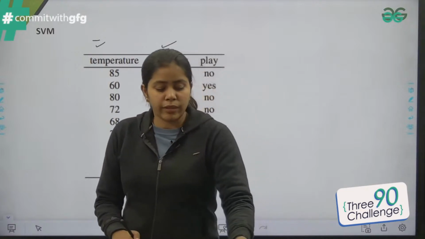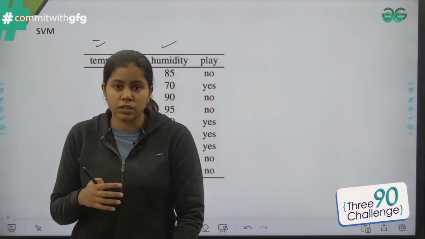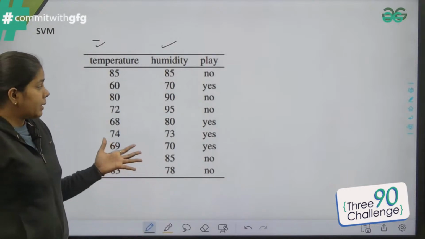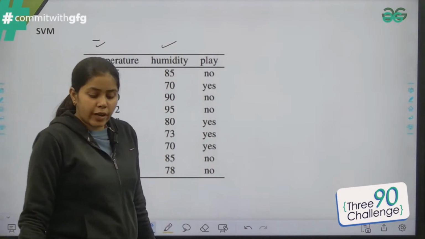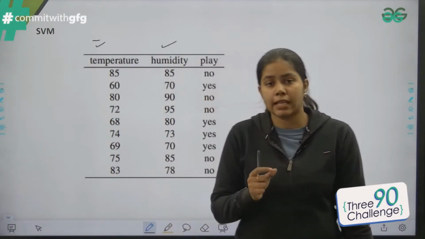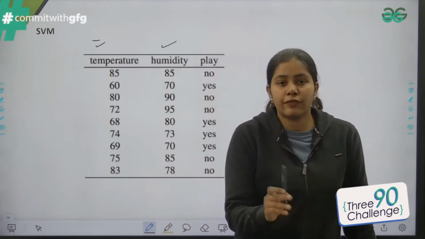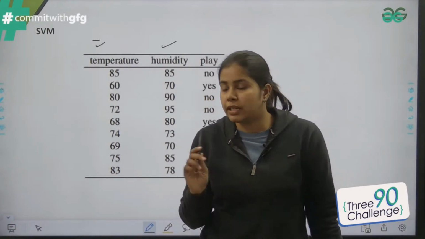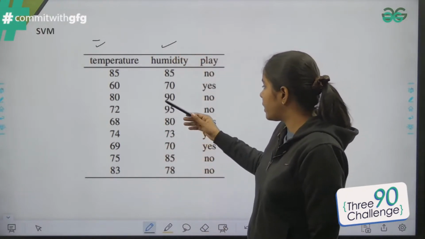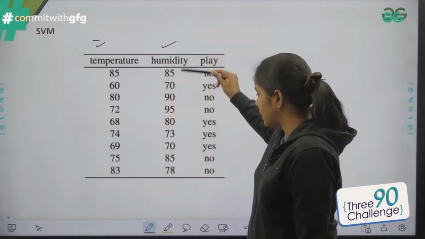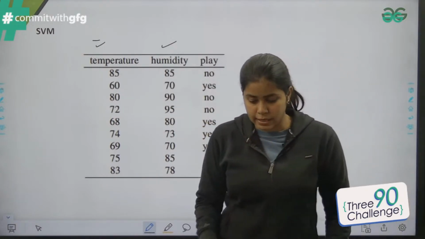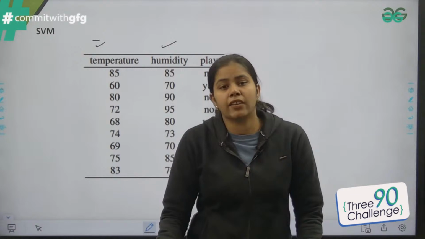Can anybody tell me why I am not going to use the naive Bayes classifier in this? If you remember, in the naive Bayes classifier we discussed that all the features should be independent, but here temperature and humidity are not independent. As you can see, as temperature increases, humidity increases, and as temperature decreases, humidity decreases as well. So I cannot apply the naive Bayes classifier.